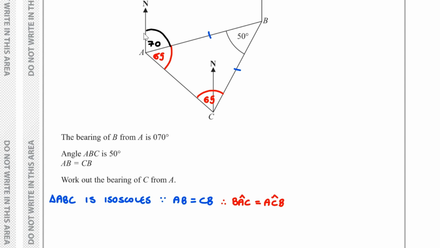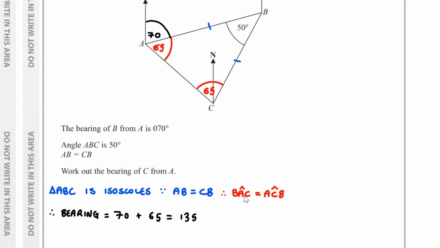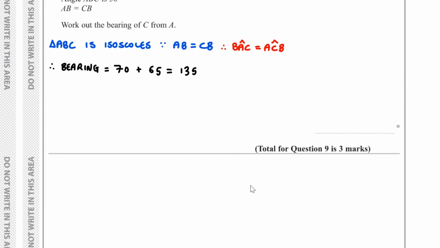Now, we need to find out the bearing of C from A, so starting at A going to C, we can therefore conclude that the bearing is equal to the 70 degrees plus the 65 degrees, which is 135. Of course, remember we need to measure from north clockwise, so we have 135 degrees.